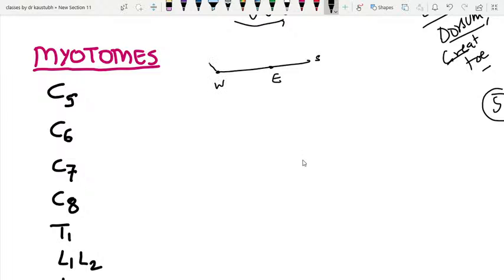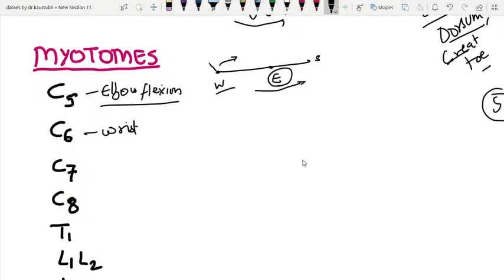If you are taking your hand close to your body, the first thing you need to do is elbow flexion, right? So the elbow flexion, the myotome for that becomes C5, right? After that, once you do an elbow flexion, to take your entire upper limb close, you need to do wrist extension, right? If the wrist is extended, then only the entire upper limb will come close to your body. So wrist extension comes at C6.